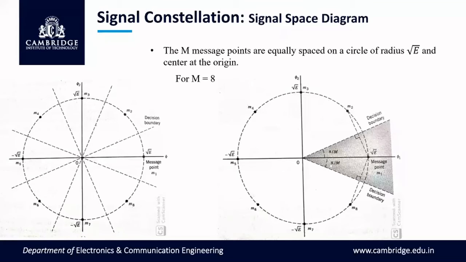When it comes to QPSK, suddenly we got a two-dimensional system. One is sine 2 pi fc t and one is cos 2 pi fc t. Both are drawn perpendicular to each other. In QPSK, we had 4 message points, so we identified 4 message points there.